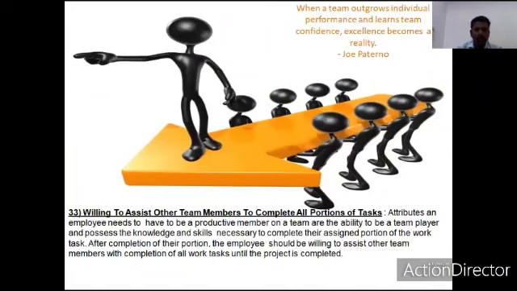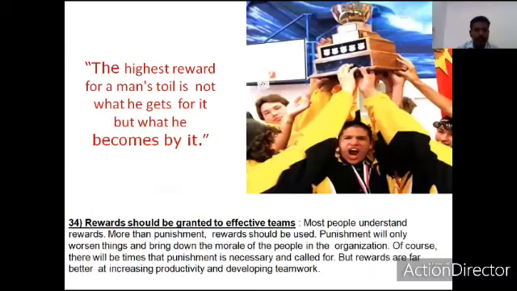The next one is willing to assist other team members to complete all the portions of the task. It means that once any member or subgroup has completed their task, they should have a helping mode towards the other subgroups, to help them complete their task at the earliest. It means that they should be mutually help-oriented persons.